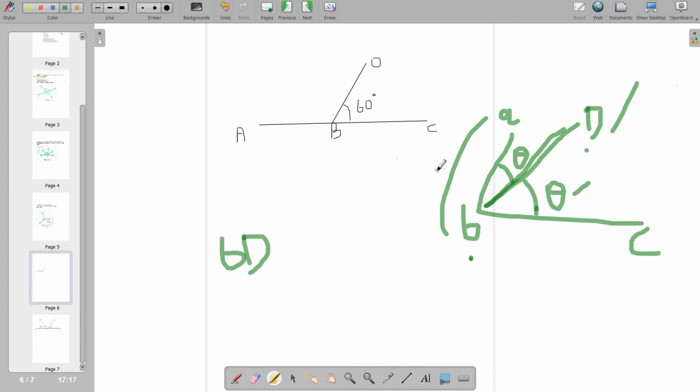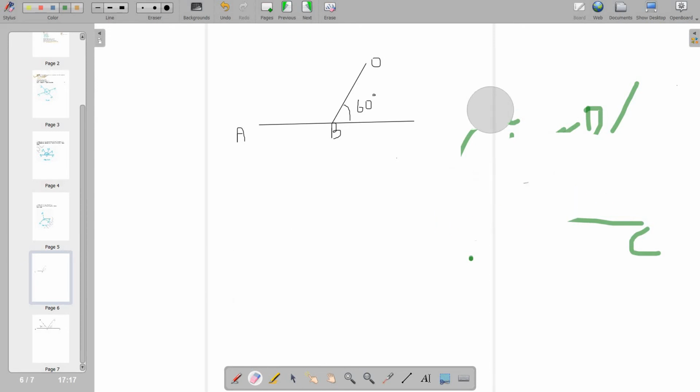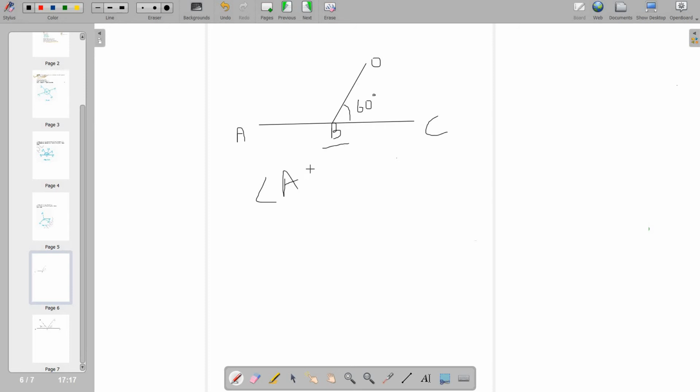Now let us see these questions. How to solve these questions? First of all, try yourself, and then we will discuss the concept. Now let us start. In this question we will find the angle AVO. Hope you know these things. Let us solve this.